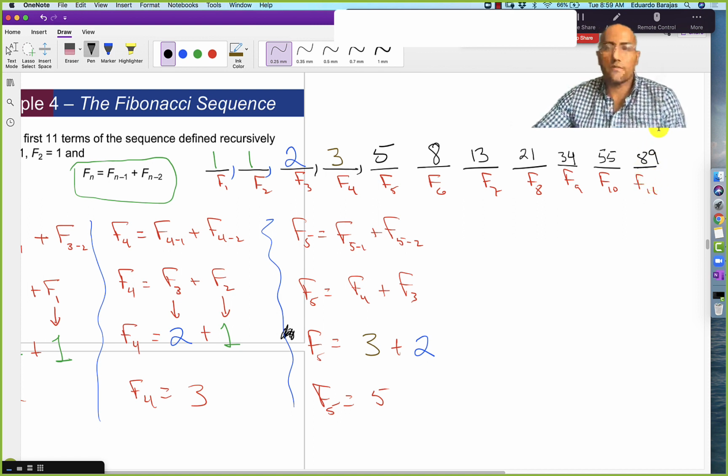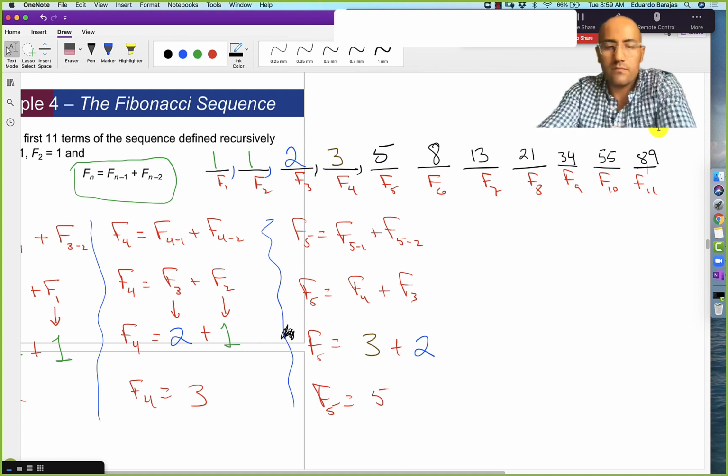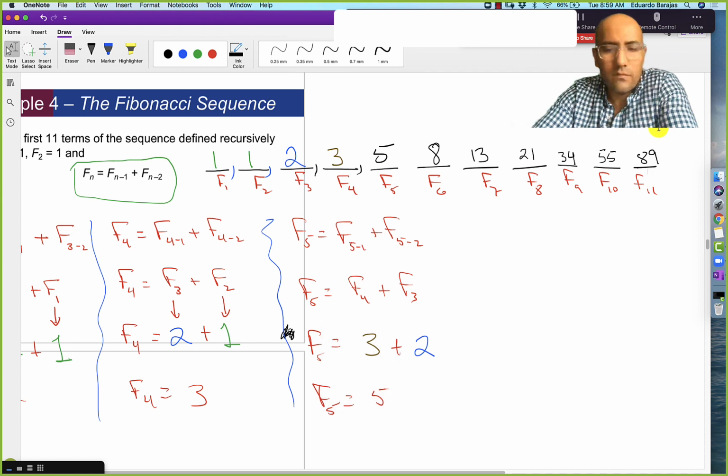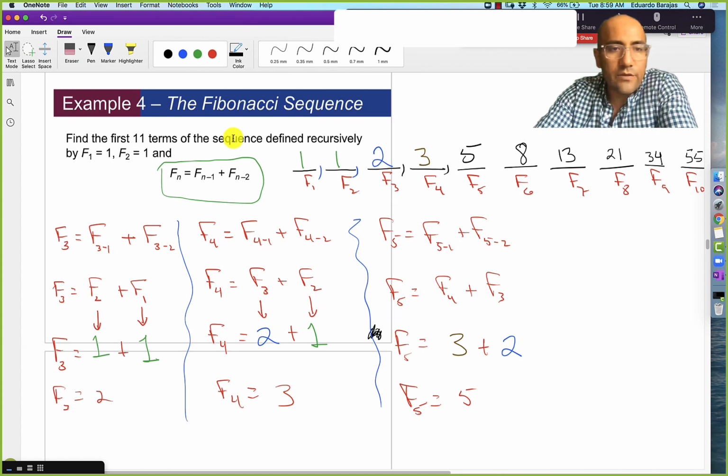Any questions? I'm sorry, I didn't catch that. How did you know f of 2 would have been 1 also? Oh, it's given to you. Find the first 11 terms of the sequence defined recursively, and f of 1 is 1, f of 2 is 1. Oh, okay. I see it.